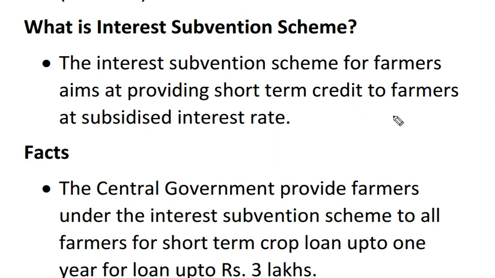That is the reason the Government of India provides farmers crop loans at a subsidized interest rate. That is the main objective of the interest subvention scheme. So under this scheme, the Government of India provides short-term credit to the farmers at a subsidized interest rate.